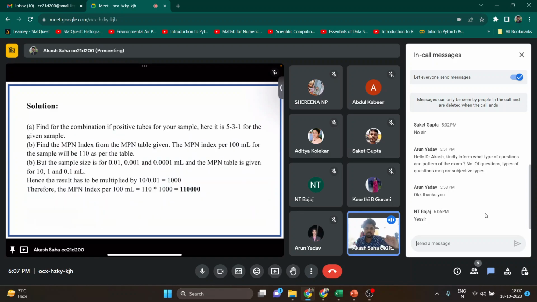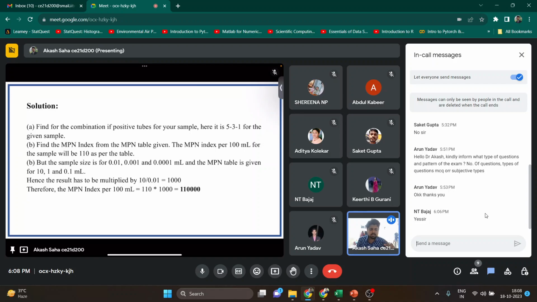Okay, but now we have to apply the dilution correction. In point C it is written that the sample size is 0.01, 0.001, and the NPN table is given for 10, 1, 0.1. Hence, the result has to be multiplied by 10. So you take the numerator as the highest value of your NPN index table and the denominator as the highest value of your experiment sample volume. So it is 10 by 0.01, so 1000 times it has to be multiplied. So my final NPN index will become 110 into 1000, that is 1,10,000.